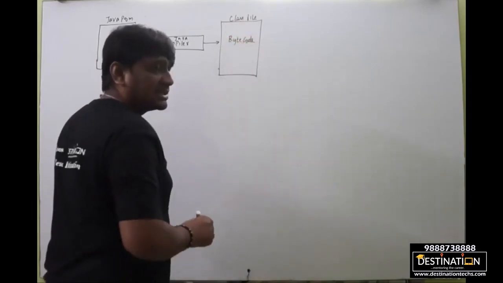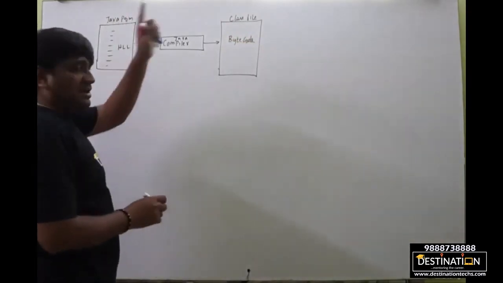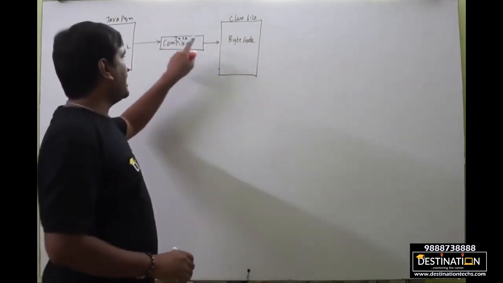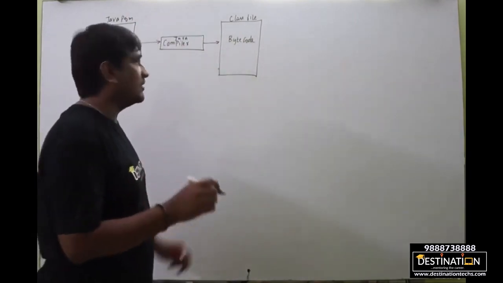Bytecode. Bytecode is such code which is neither high level code nor machine level code. Such code is called bytecode, and it is obtained by compiling a Java program. This story you already know.